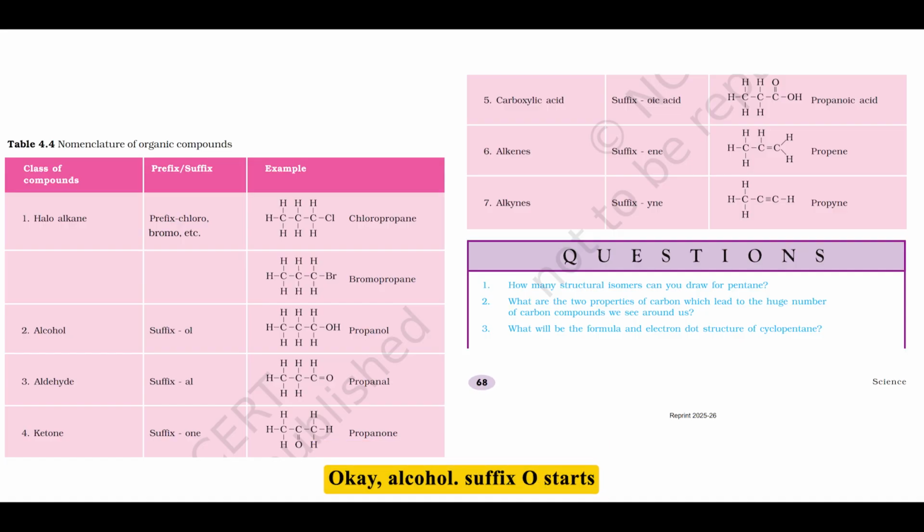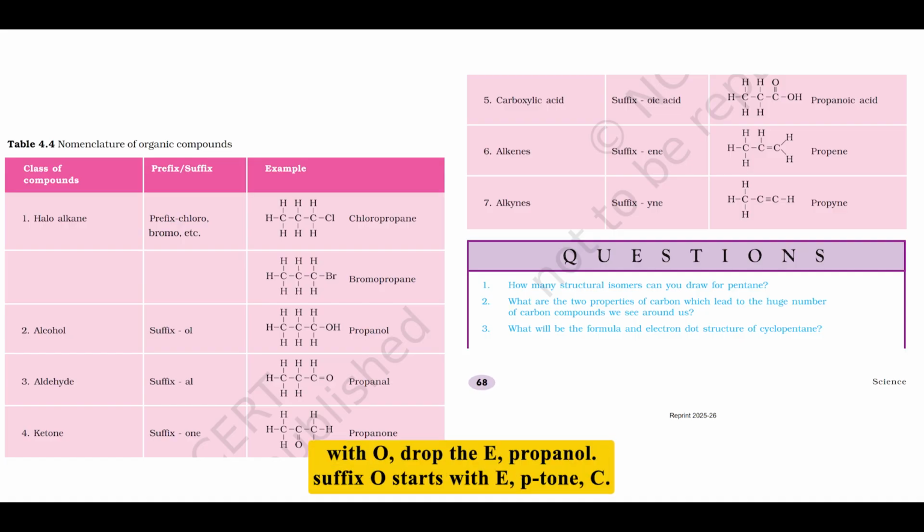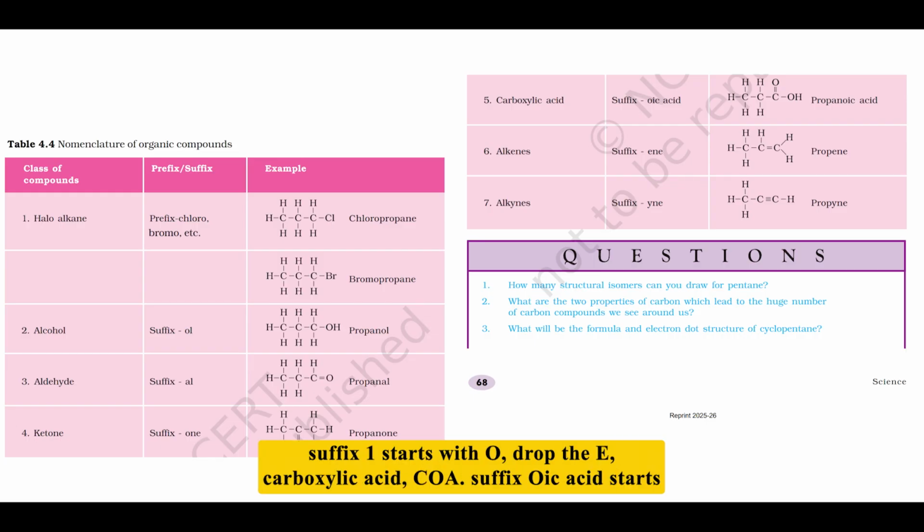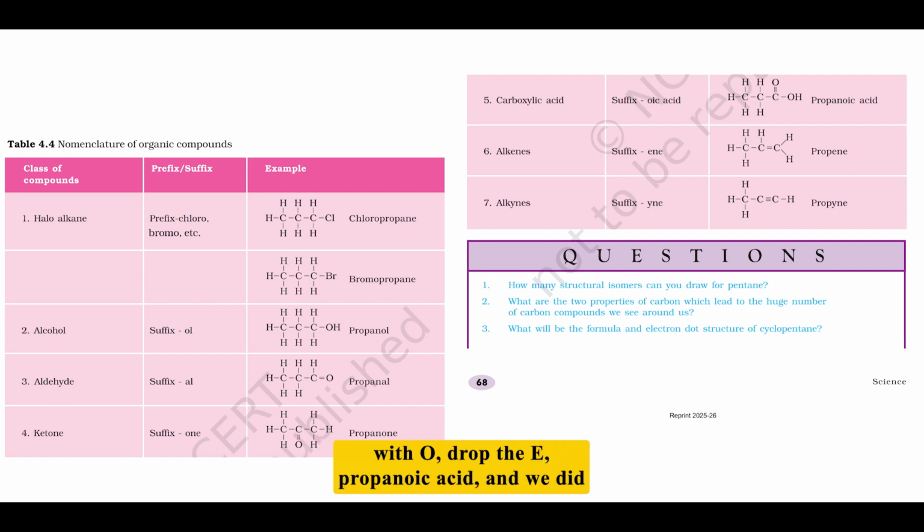Alcohol. Suffix -ol starts with O. Drop the E. Propanol. Ketone, C=O. Suffix -one starts with O. Drop the E. Propanone. Carboxylic acid, COOH. Suffix -oic acid starts with O. Drop the E. Propanoic acid. And we did propene and propyne.